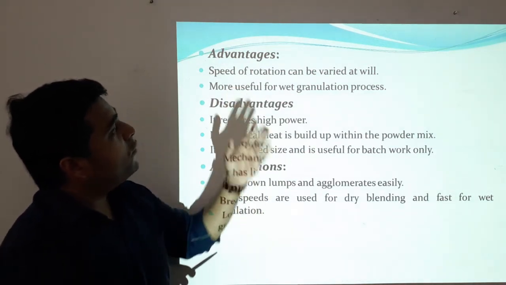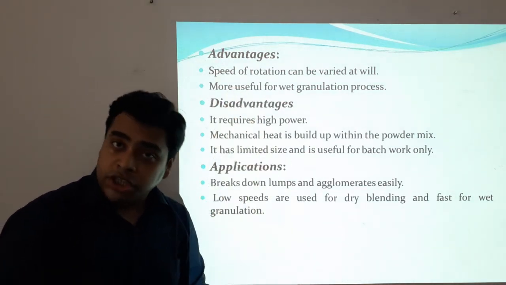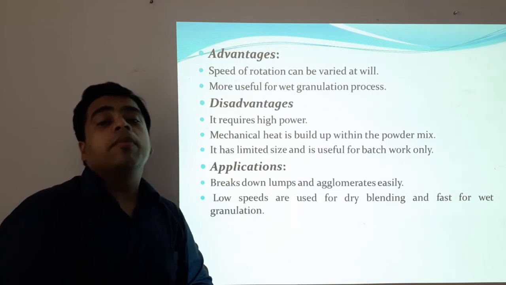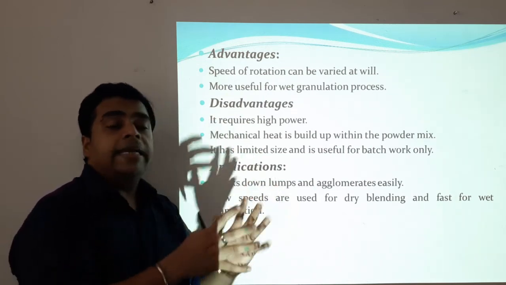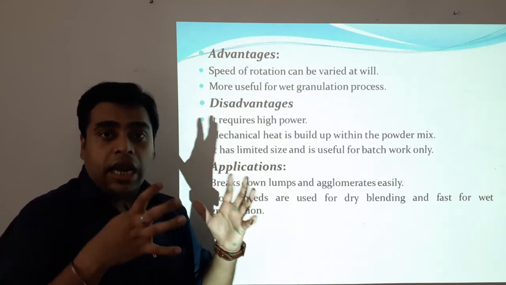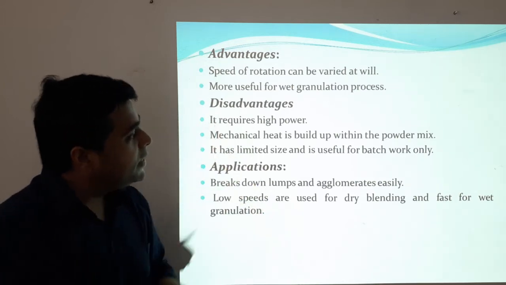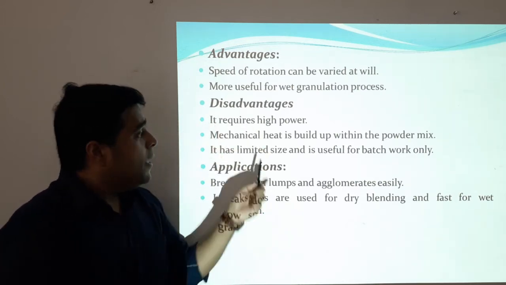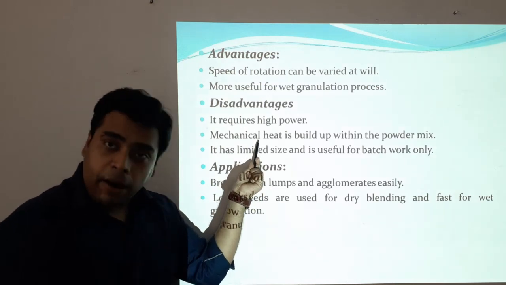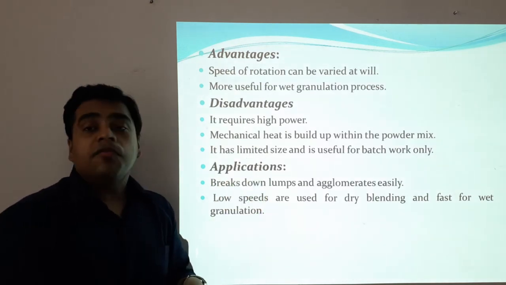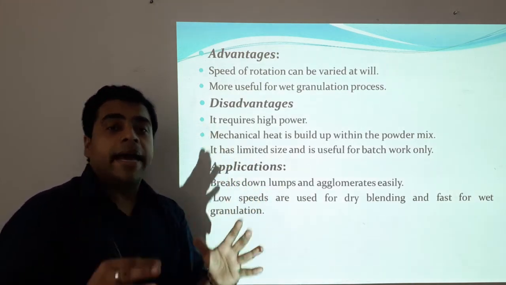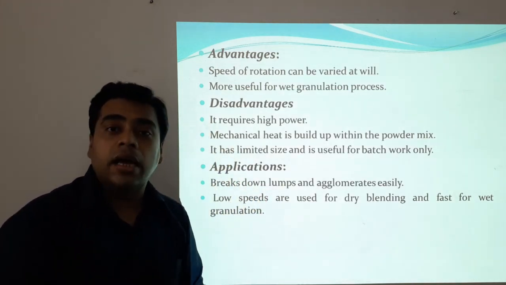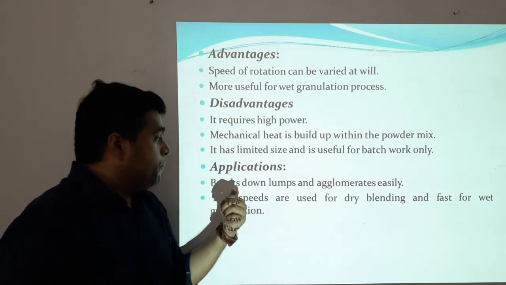Advantages: speed of rotation can be varied at your wish, and it is very useful for the wet granulation process, where we can also break down sticky and very large lumps. Disadvantages: requires high power, mechanical heat is built up within the powder mix, and because of its limited size, it is useful for batch process only. We cannot make it a continuous one.